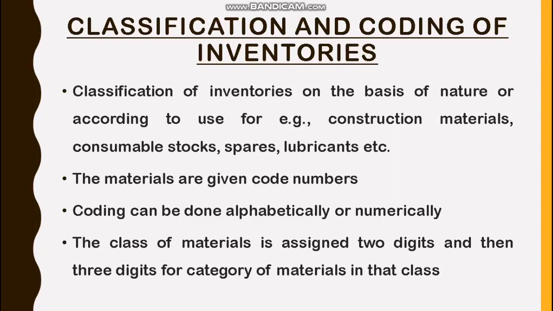And then these classifications are given code numbers either alphabetically or numerically. The classes of materials is assigned 2 digits, and then to further classify them, we categorize them by giving 3-digit coding. For example, these type of codings and classifications are done in libraries, while the classification and coding of books is done. So we can classify the material according to that type of coding also.